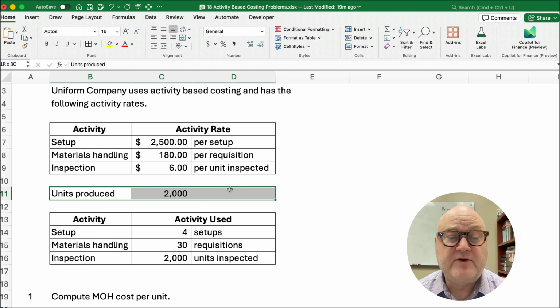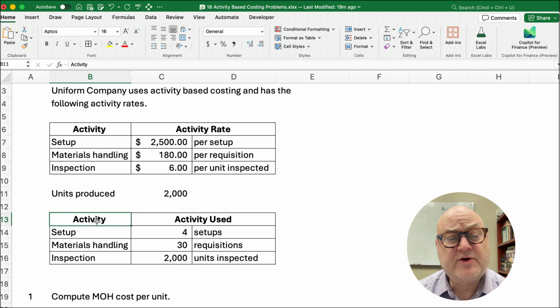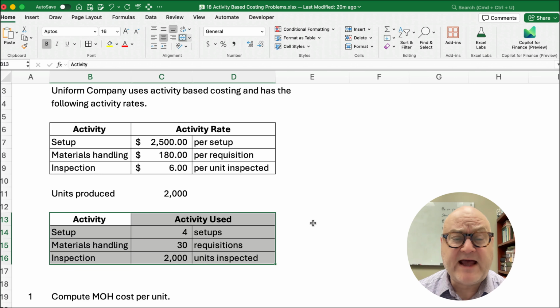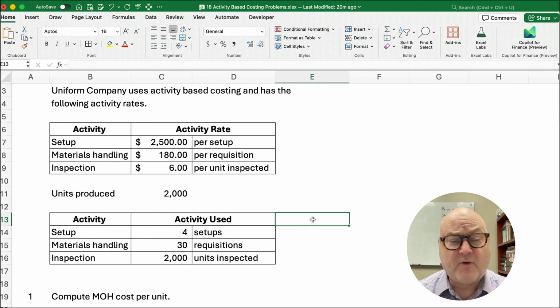And let's say we produced 2,000 units. And so producing that 2,000 units, we have actual activity. We had 4 setups, we had 30 requisitions of materials, and we had 2,000 units inspected. So what is our overhead cost per unit for these 2,000 that we produced?